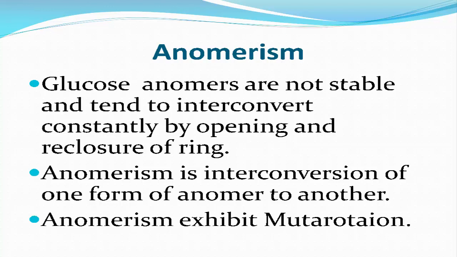The anomers of glucose are not stable in that exact form of alpha and beta, and they often interconvert from alpha to beta and beta to alpha. The ring opens and again forms, opens and again forms, and alpha becomes beta, beta becomes alpha. So this property is interconversion, and this interconversion property is known as mutarotation. So the term mutarotation is used for this interconversion between alpha and beta isomeric forms. And this kind of isomers are known as anomers.